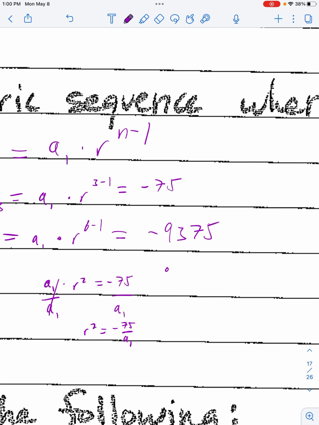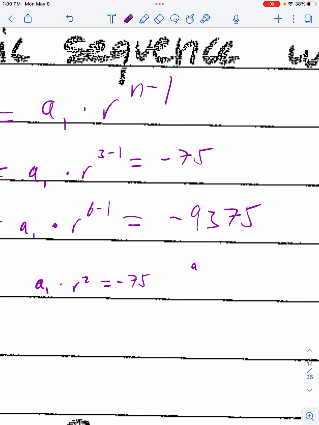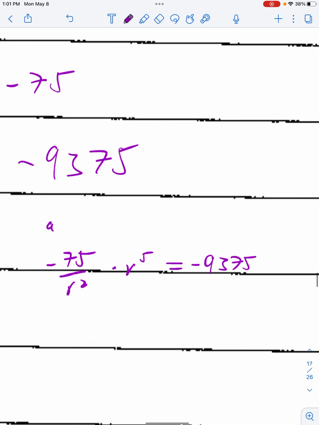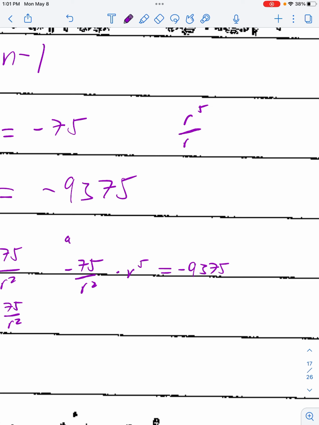How do I want to do this? This is going to be kind of complicated. Solving this is actually the hardest part. It's going to be easier if I solve for a sub 1. So divide by r squared, divide by r squared. a sub 1 equals negative 75 over r squared. Plug that in right here. So I have negative 75 over r squared times r to the 5th equals negative 9375. Okay. r to the 5th over r squared equals r cubed.